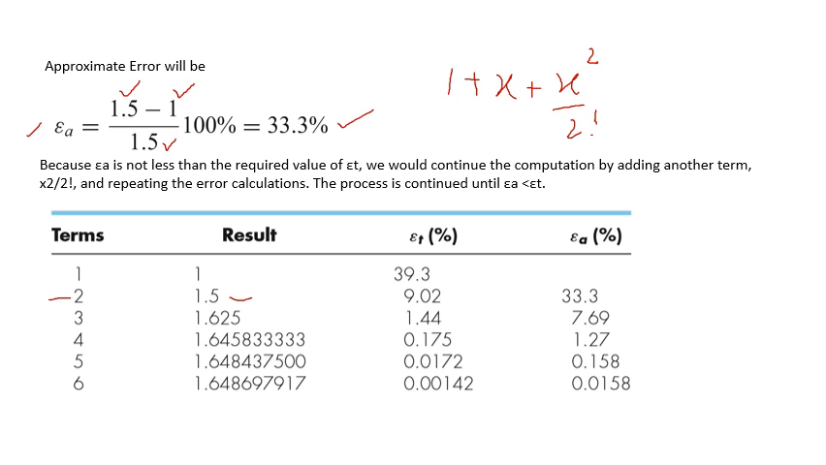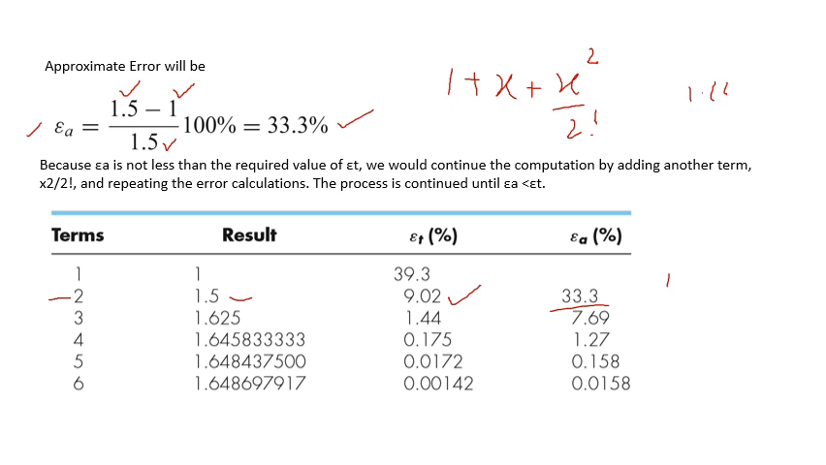Now how is this 9.02 calculated? This is nothing but the true value 1.6487 minus 1.5 upon 1.6487. That will give you 9.02 percentage. Now approximate error in this case will be equal to 1.5 minus 1 upon 1.5 into 100. That will give you 33.3%.